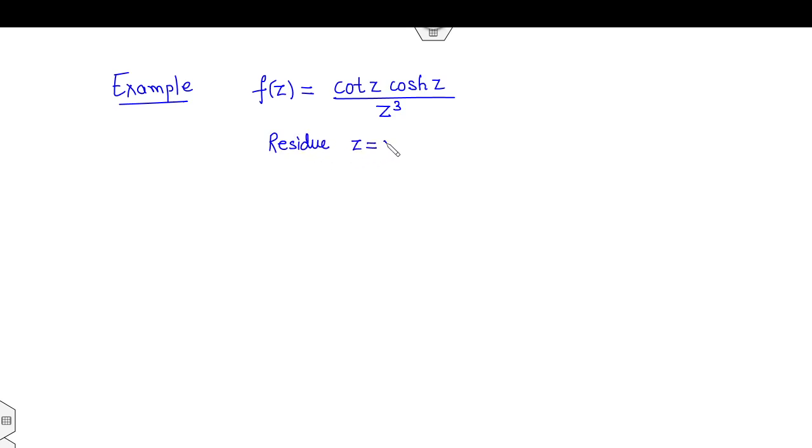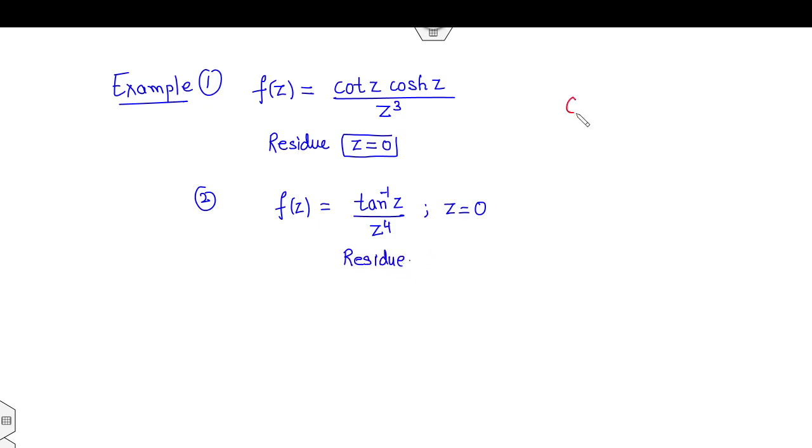Now look at this one. This is an exercise for you. Can you solve this problem and let me know the answer in the comment box? Cot of z times cos hyperbolic z divided by z cube. Can you find the residue of the function at the point 0? This is example number 1. Second is tan inverse z divided by z raised to power 4 at the point z equal to 0. Can you find the residue of the function?